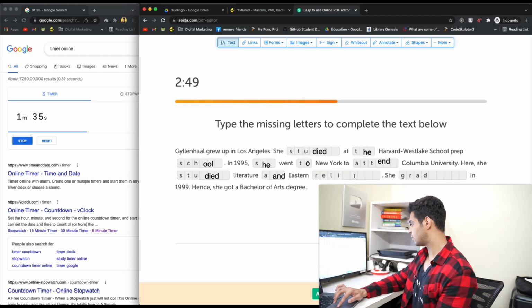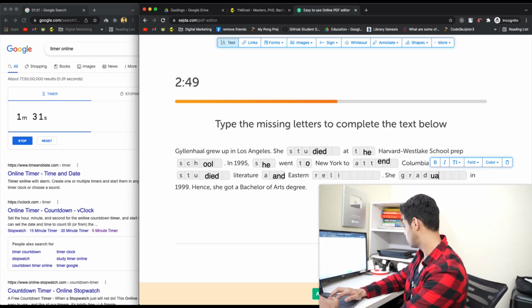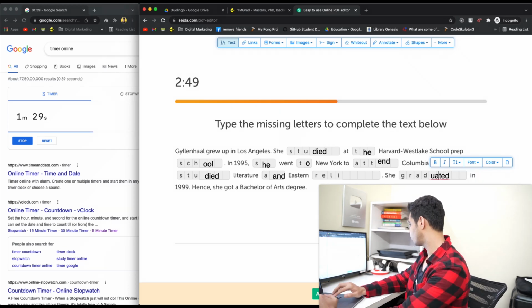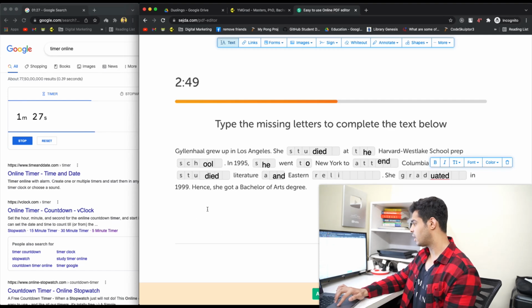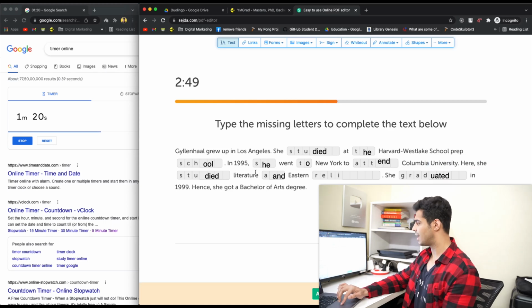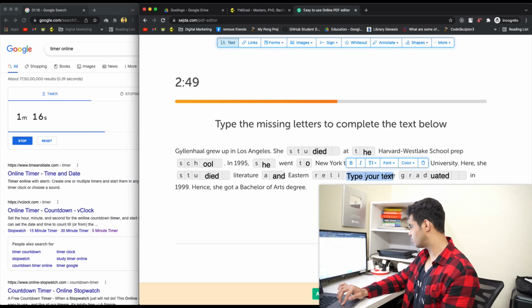This is a little bit hard. She, okay, this is easy. Graduated. I have 1, 2, 3, 4, 5 words, 5 blanks. In 1999, she got a bachelor's of arts degree. So what kind of program did she study? She studied literature and Eastern religions.